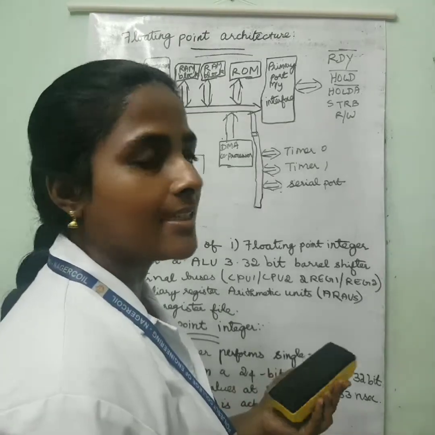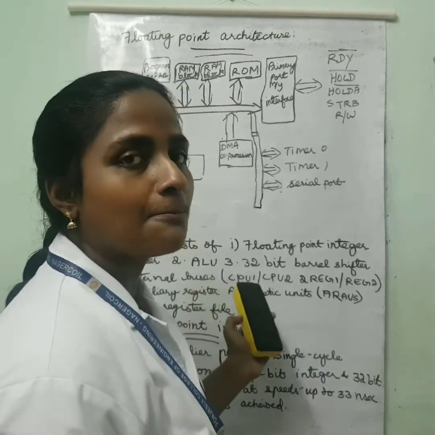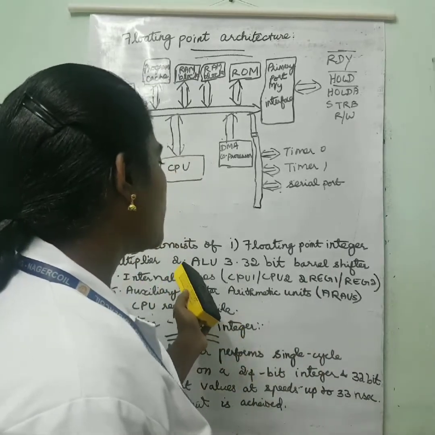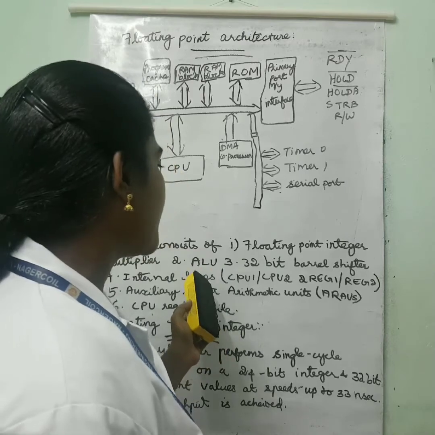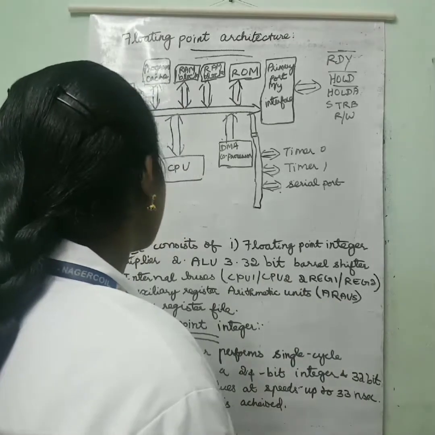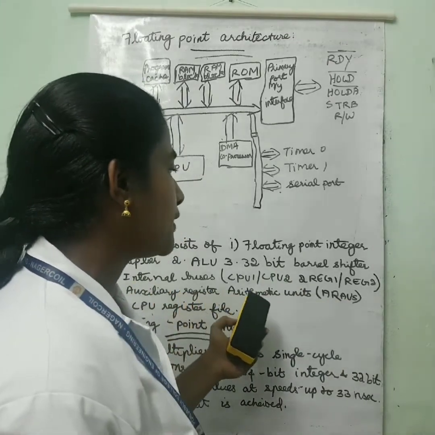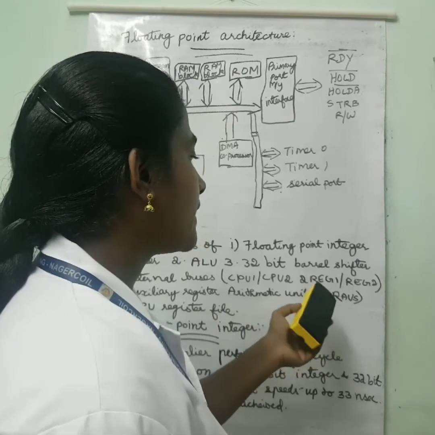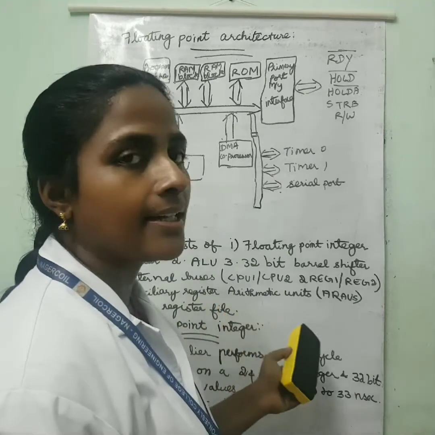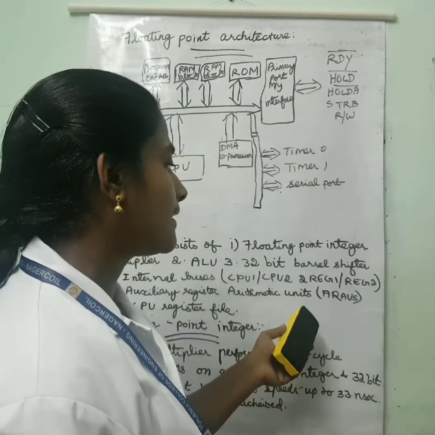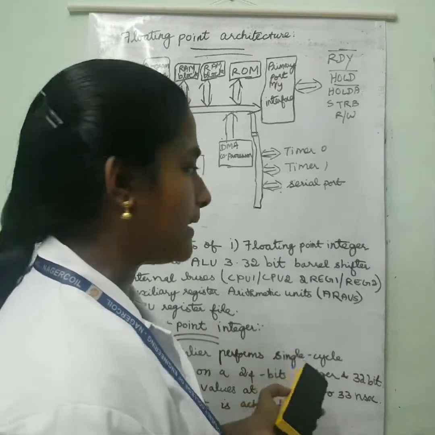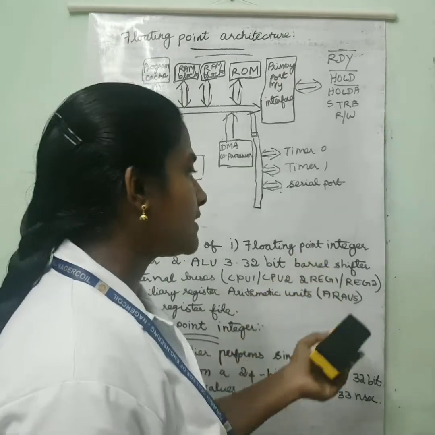First we can see the CPU. This CPU consists of a floating point integer multiplier. Second is the ALU, the arithmetic logic unit. Third, it consists of a 32-bit barrel shifter. Next it has internal buses, that is CPU1, CPU2, REG1 and REG2. Next it has auxiliary register arithmetic units, shortly called ARAUs. Next it has the CPU register file. First we can see the floating point integer multiplier.